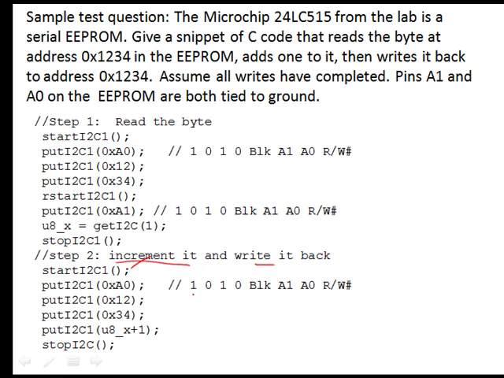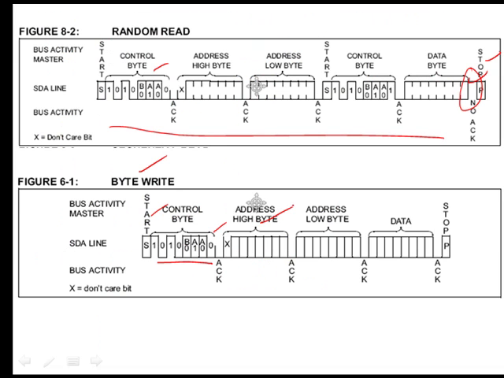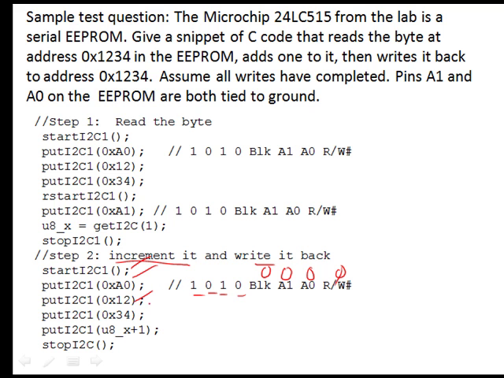It's going to be a 1010 0000, so it's going to be an A0 here in hex. We then need to send the address high byte, the address low byte, so let's do that. Address high byte, address low byte. At that point, we need to send the byte that we're trying to write.